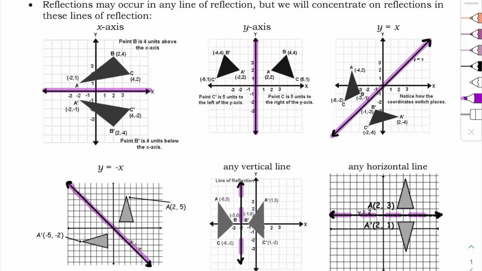The ones that we will focus on are reflecting over the x-axis, the y-axis, the diagonal line y equals x, the diagonal line y equals negative x, and then any vertical or horizontal line. So let's first talk about the x and y axis. As you can see on the screen, the x-axis and the y-axis are highlighted in purple. The x-axis will go left to right, and the y-axis will go up and down.